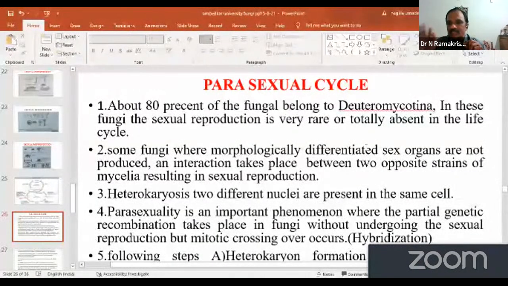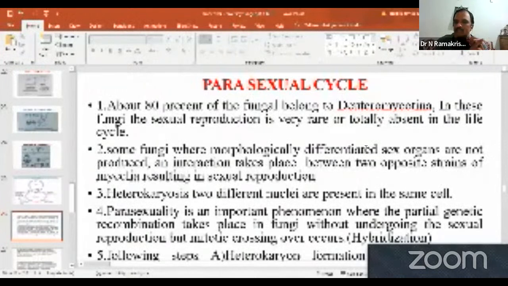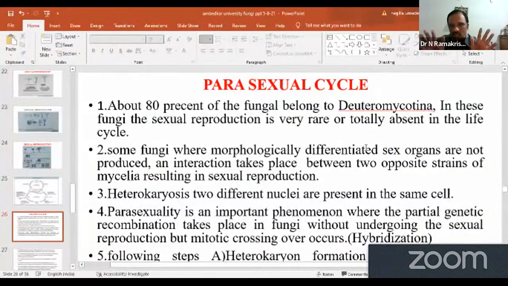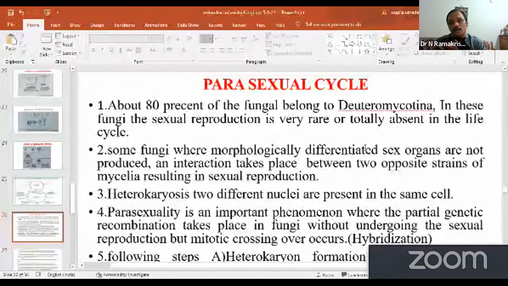Before going on, what is the meaning of parasexual cycle? I just completed the sexual reproduction system and the asexual reproduction system. But here, some of the fungi do not go into the reproduction system and do not produce any sexual reproductive organs. Why? The first is Mastigomycotina and the second is Zygomycotina. In both of these we look at sexual reproductive organs. In Ascomycotina and Basidiomycotina, sexual reproductive parts are present. Deuteromycotina is totally absent of sexual reproduction. Then we look at only asexual reproductive organs, lacking the sexual reproduction system.